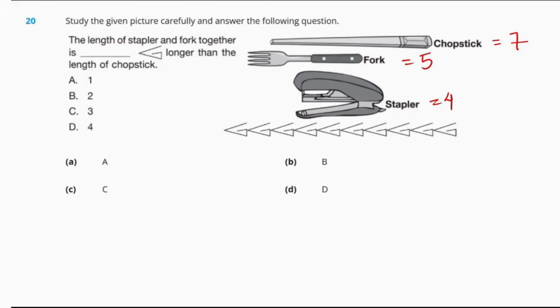Now the question is the length of stapler and fork together. So stapler and fork together will make what? 5 plus 4, right? And now it says is longer than the length of chopsticks. So to find how much longer that is, we have to find the difference, right? So we will subtract the length of chopstick from this. So let's say minus 7. So now 5 plus 4 will be 9, minus 7 is 2, right? So the right answer to this will be option B. So B is the correct answer.